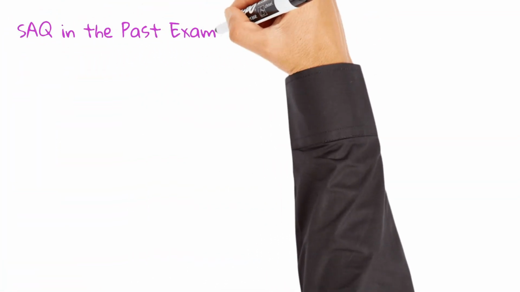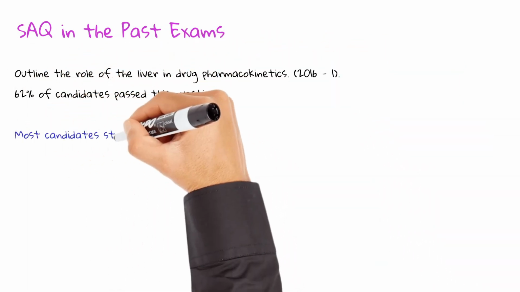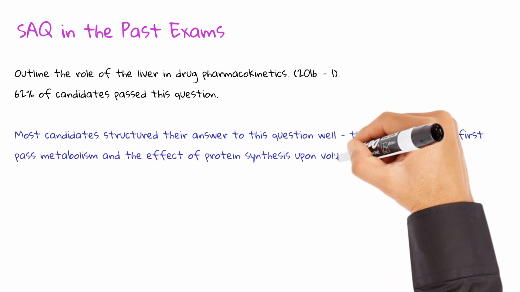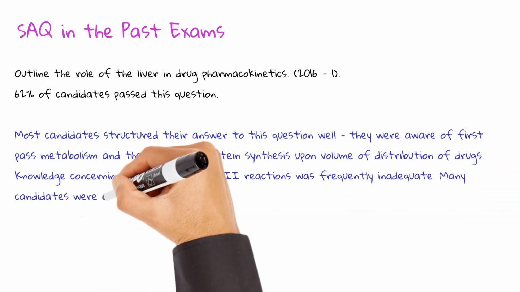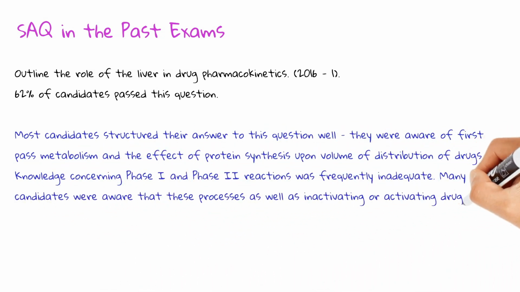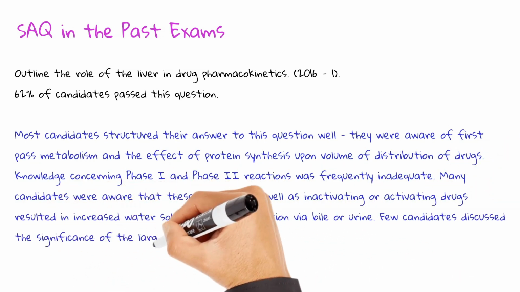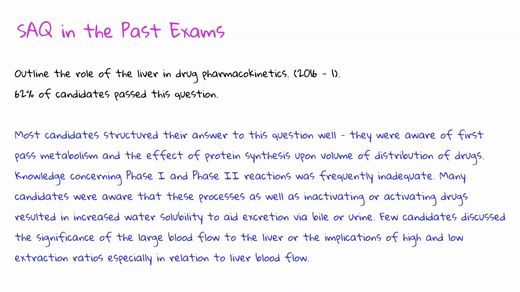The following questions on drug metabolism appeared in short answer questions in previous sittings of the primary exam. Outline the role of the liver in drug pharmacokinetics. This question appeared in the first sitting of 2016. 62% of candidates passed this question. The college's comment on this question was, most candidates structured their answer to this question well. They were aware of first-pass metabolism and the effect of protein synthesis upon the volume of distribution of drugs. Knowledge concerning phase 1 and phase 2 reactions was frequently inadequate.